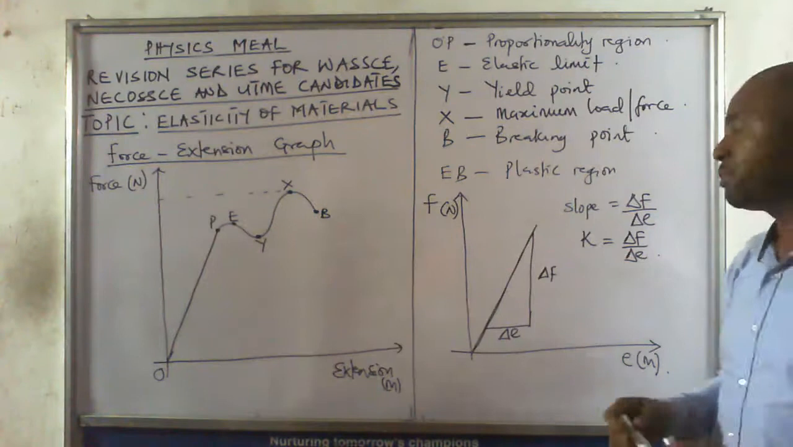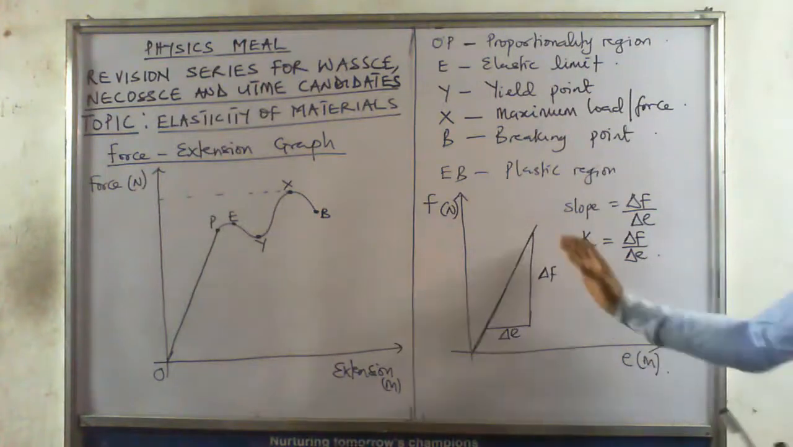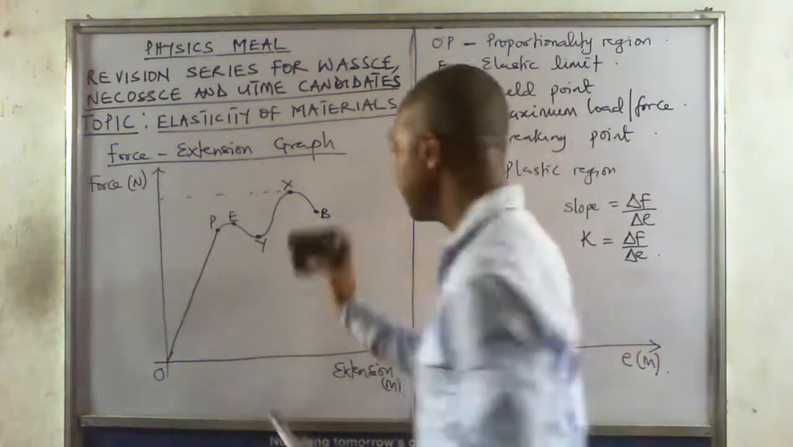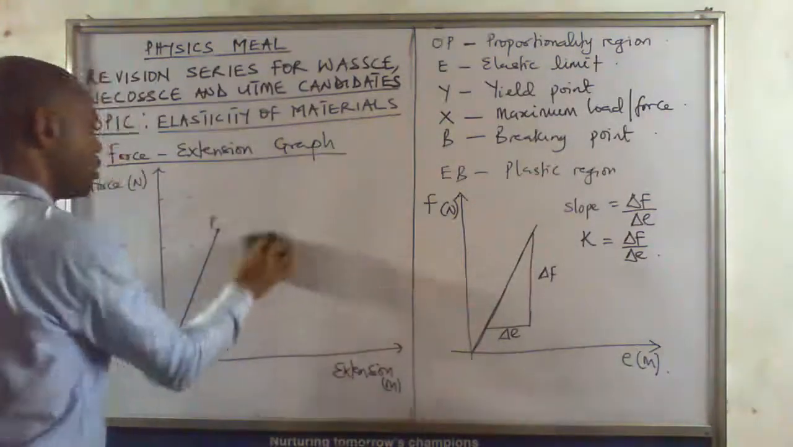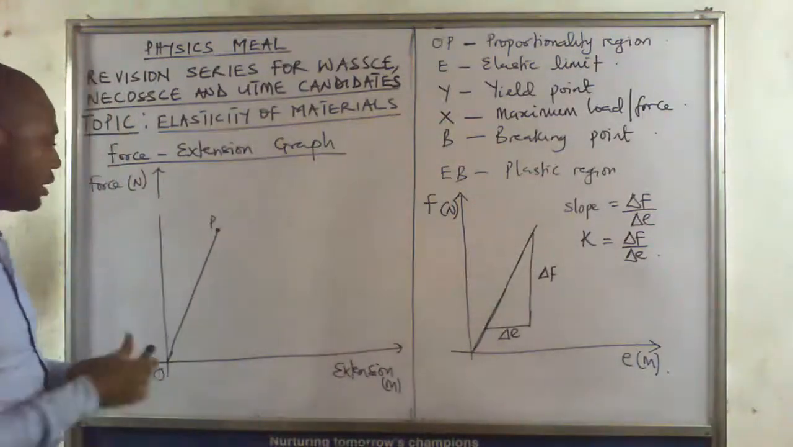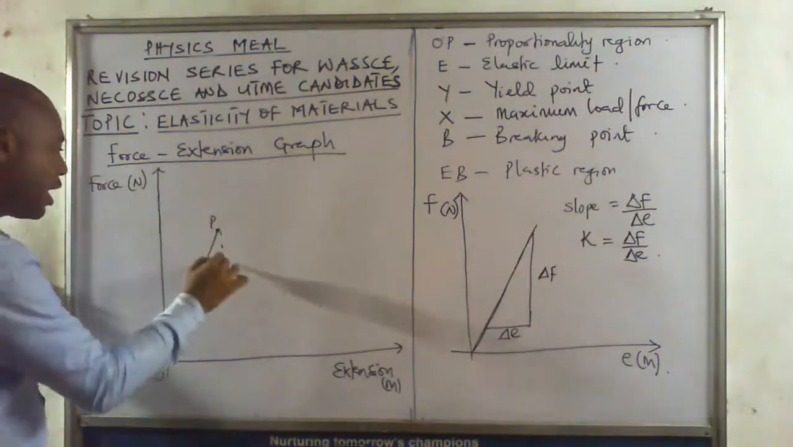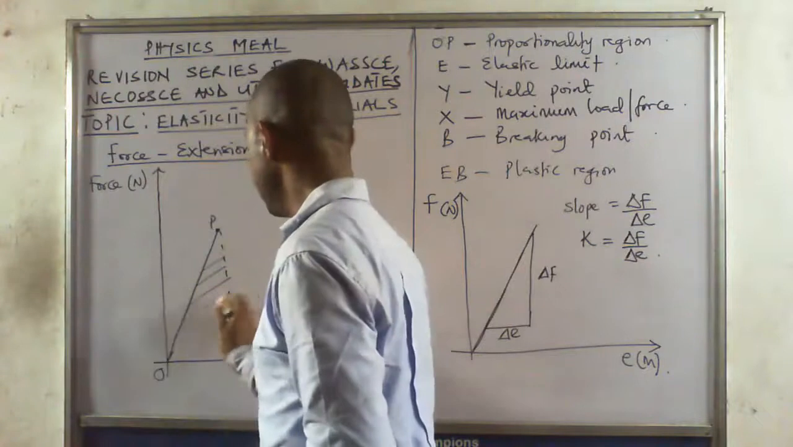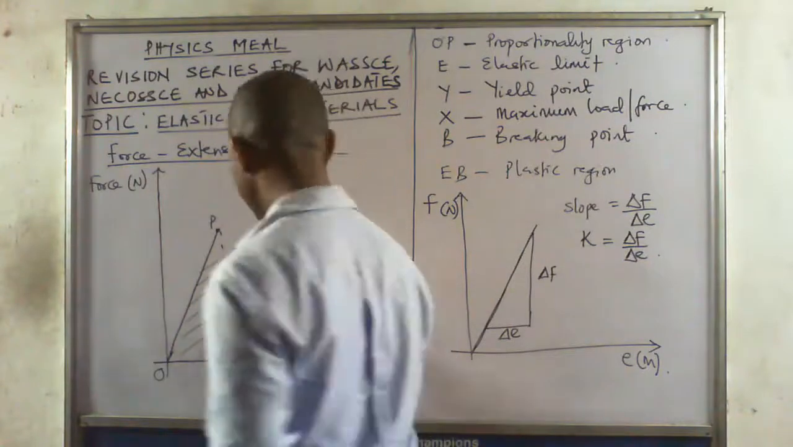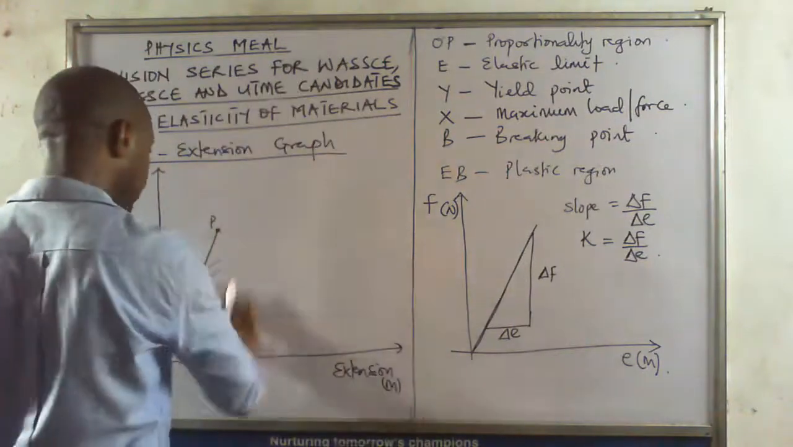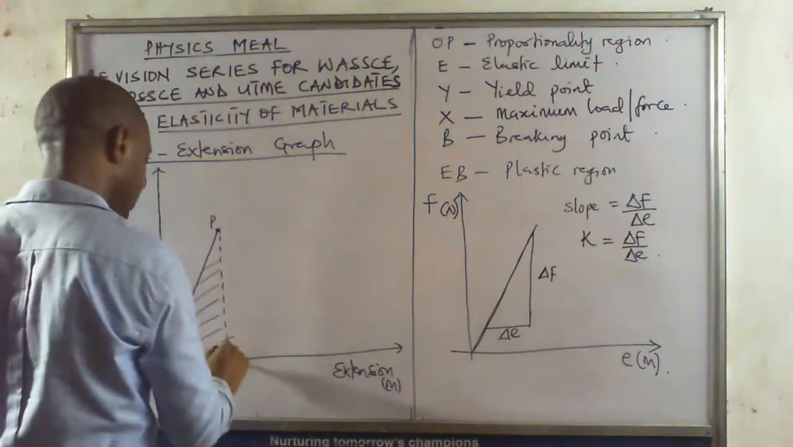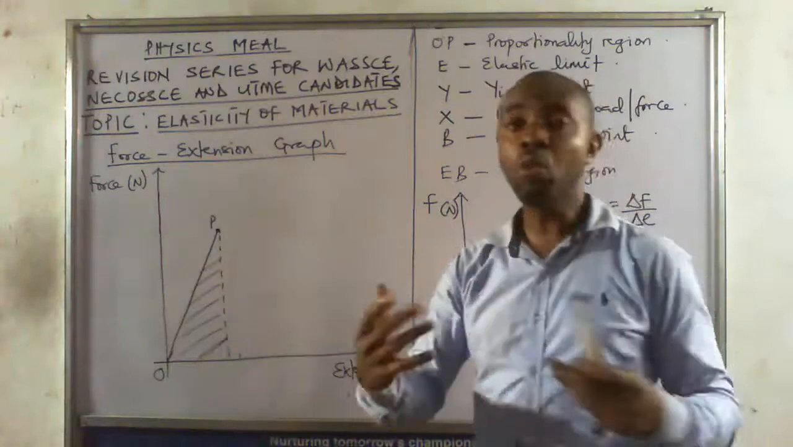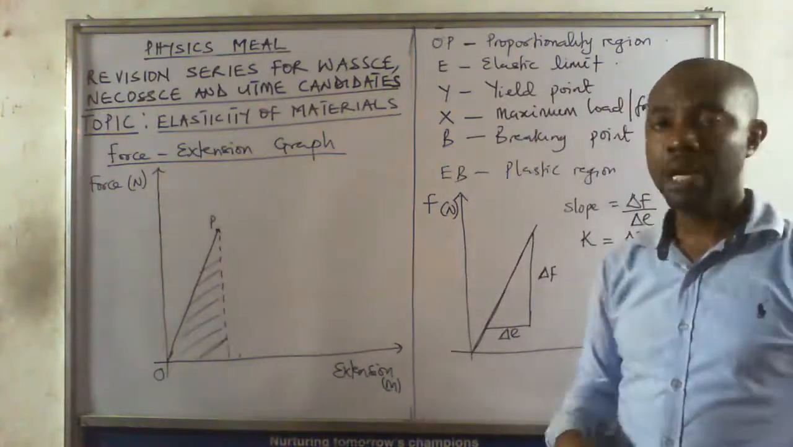Now another important statement that we need to drop is this. The area under the graph, let's say that we now have this, Hooke's law was obeyed here, and this is where the graph stopped. The area under the graph will be this area. It's triangular in nature. The area under this graph is the work done by the elastic material.